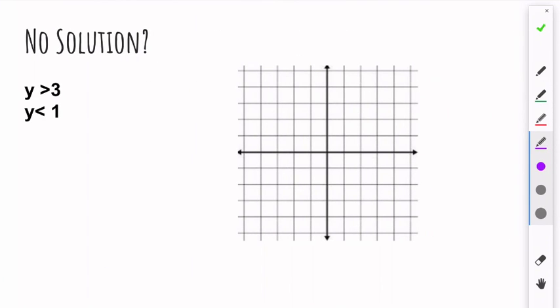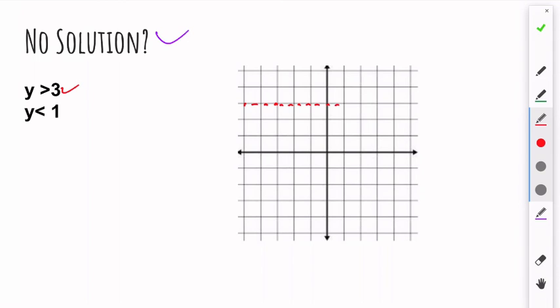Okay, this one, I think I kind of gave it away at the top there. It says there's no solution. Let's check it though, and make sure that is indeed the case. So this one is y is greater than 3. So I'm going to do that one in red. Y is greater than 3.